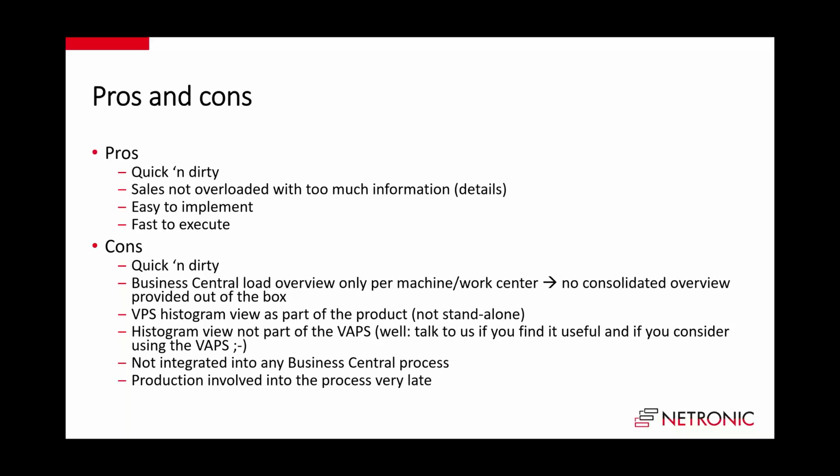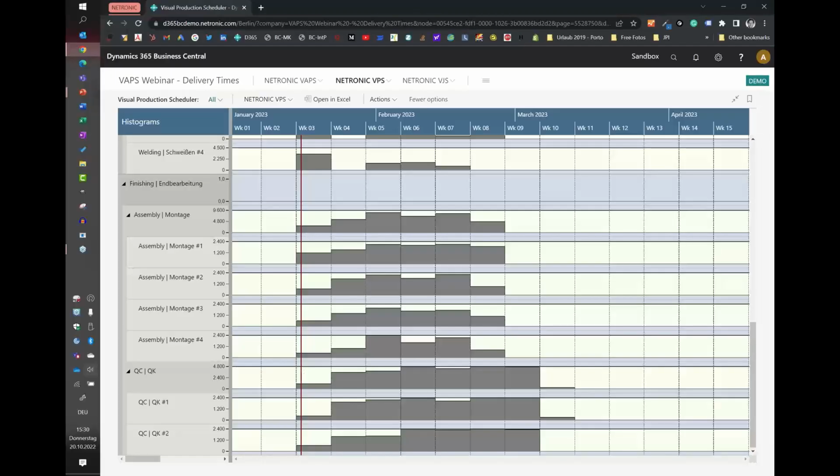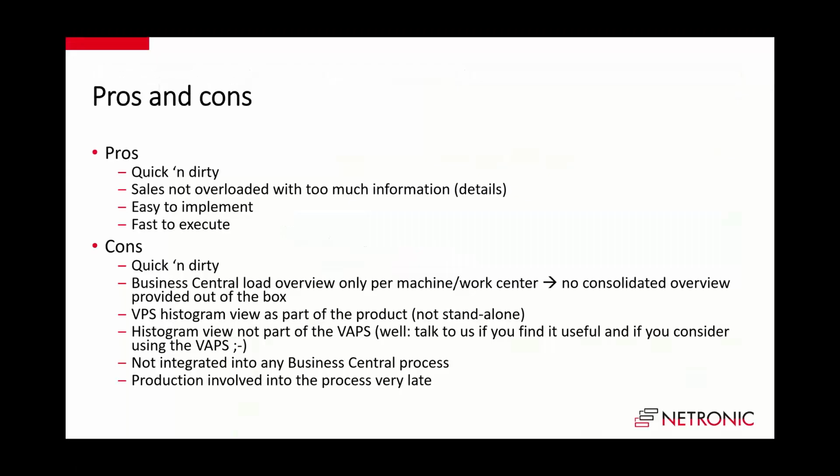A pro definitely is, with a report like this, we don't overload sales with too much information. They don't know which production order is scheduled when, and we don't bother them with this, but we just give them information about the capacity utilization. That's quite easy to implement and it's fast to execute. Salespeople will learn this quite quickly.